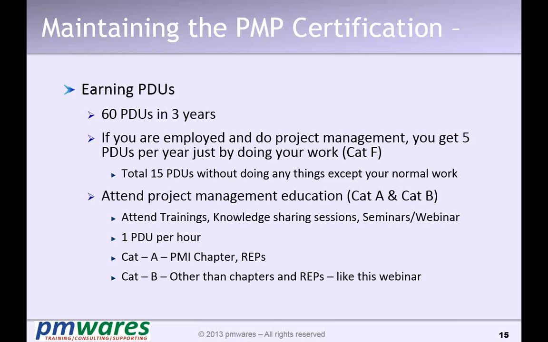In category A and B, this is continuing education. Means you attend some learning programs. This workshop could be one. You can attend some webinars. You can attend project management conferences, attend a training program on project management, attend some chapter meeting. All these are part of category A and B.